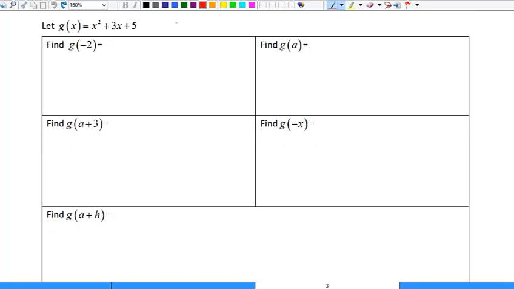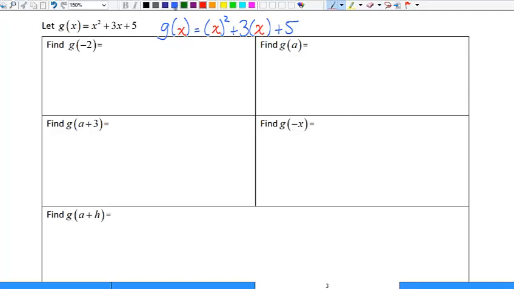Next, we will use a new function, g of x equals x squared plus 3x plus 5. The first problem is g of 2. So when we are looking for the g function, g of x equals x squared plus 3x plus 5. When we have x inside the parentheses, we're going to replace whatever's in the new parentheses with every x that you see in the equation.